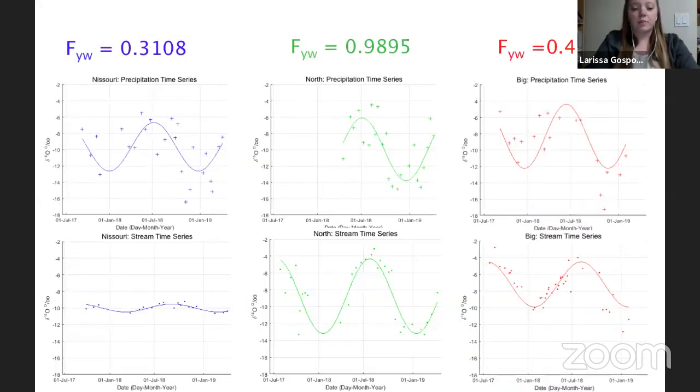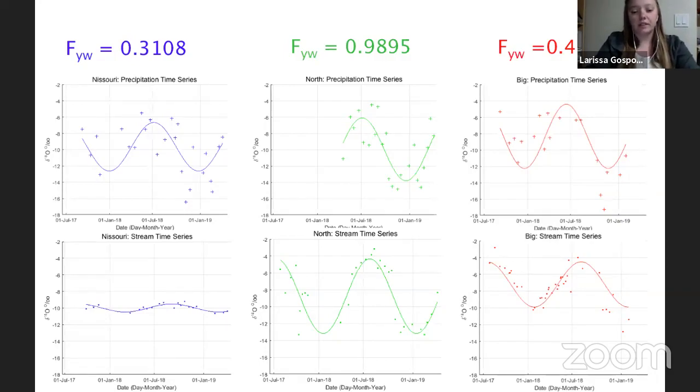So next, when we separated each site, we took the precipitation and that stream base flow condition and plotted those along a time series. It shows us this cyclic sine pattern, and that's kind of what we expected due to the variations across seasons and temperatures having that impact on fractionation.